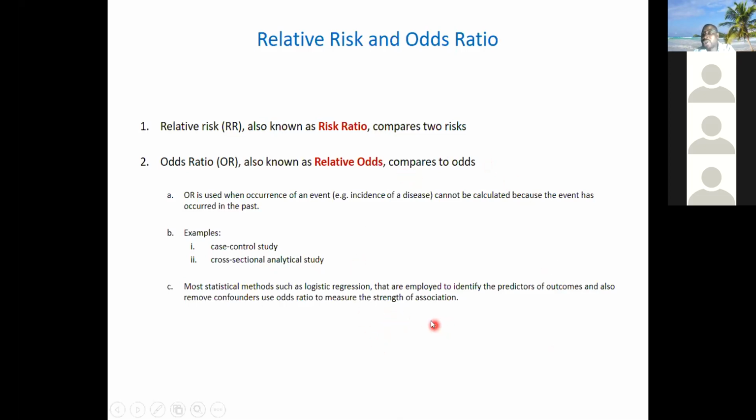What I wanted to say before the interlude is, most statistical methods, such as logistic regression, that are employed to identify the predictors of outcome and also remove confounders, use odds ratio to measure the strength of association. It doesn't mean that you cannot, if you are doing a cohort study, run an odds ratio, because after all, if you are doing logistic regression, it's odds ratio it will give you. We're going to know later that the odds ratio only approximates relative risk if the disease is rare. Yes, Dr. Fatima, ask your question. Go on.